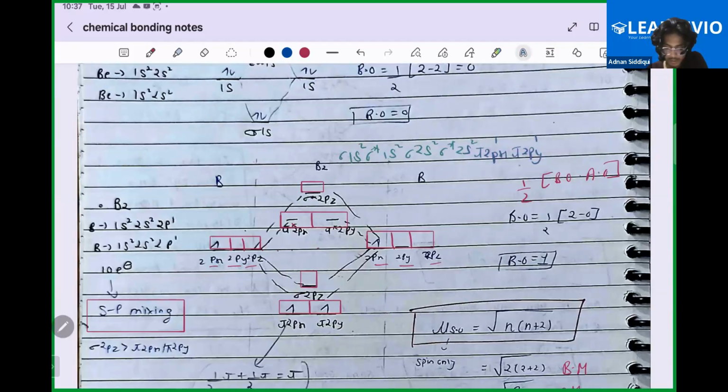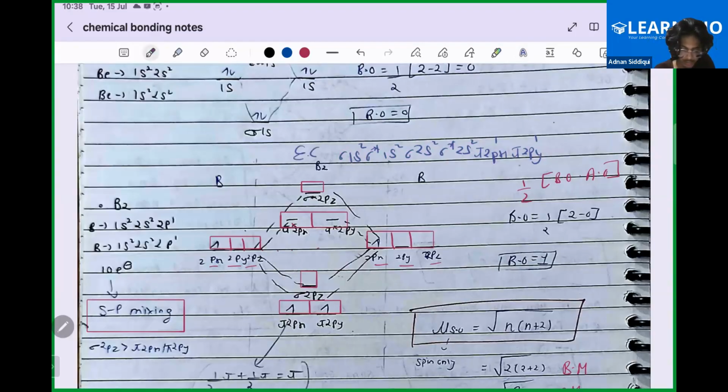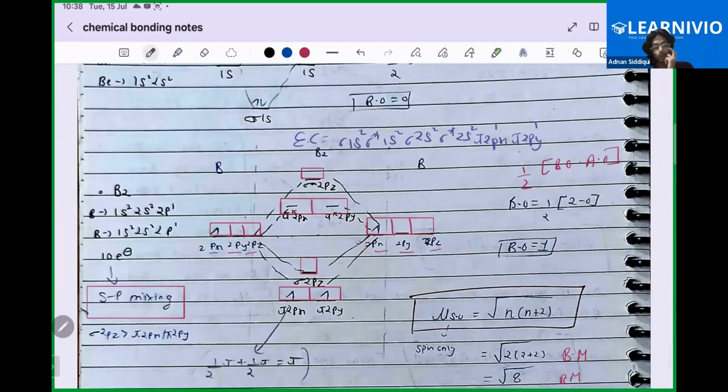I think it is pretty simple, right? Okay, let's do some more. But what if the electrons are more than 14? We are not going to do all of them.